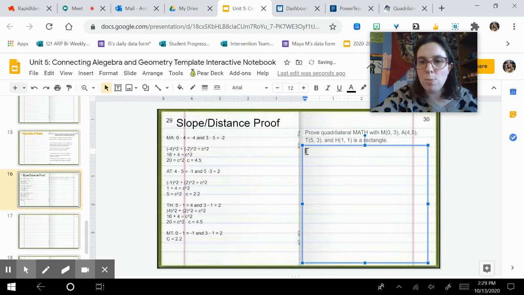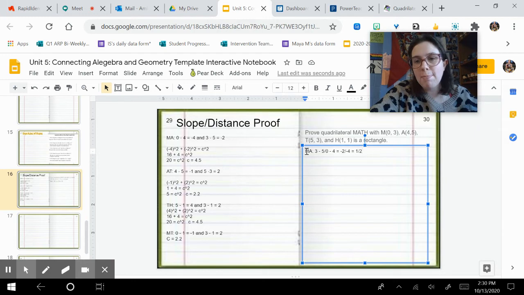So I'm going to do the slope between MA. Remember, y's are on top over x's. So 3 minus 5 divided by 0 minus 4. That is negative 2 divided by negative 4, which equals 1/2, because two negatives make a positive, and 2 divided by 4 is 1/2 as a fraction. Just keep it as a fraction; if you want the decimal, you can, but you don't need to. Now I'm going to do AT.